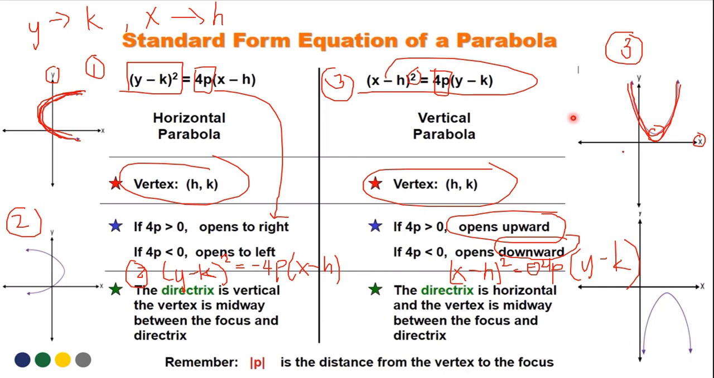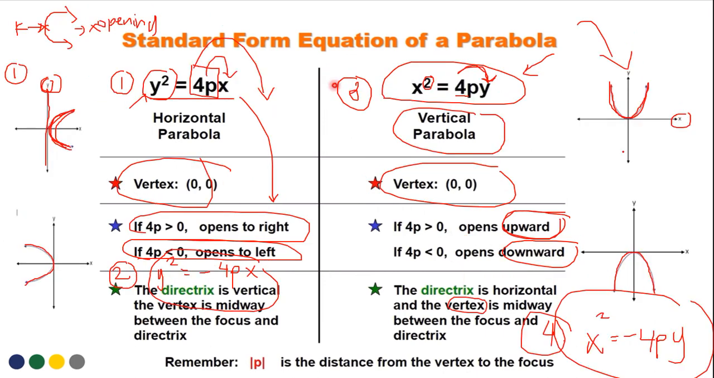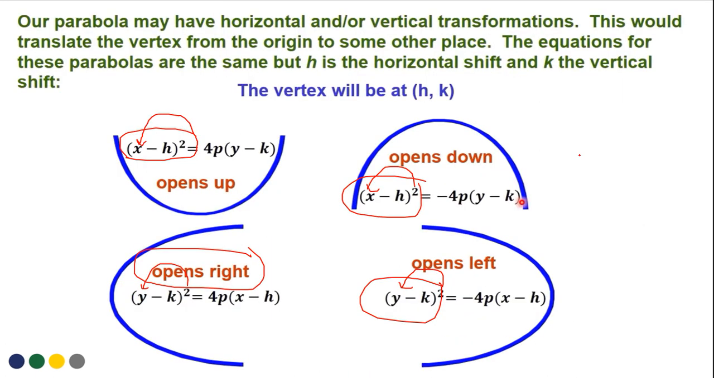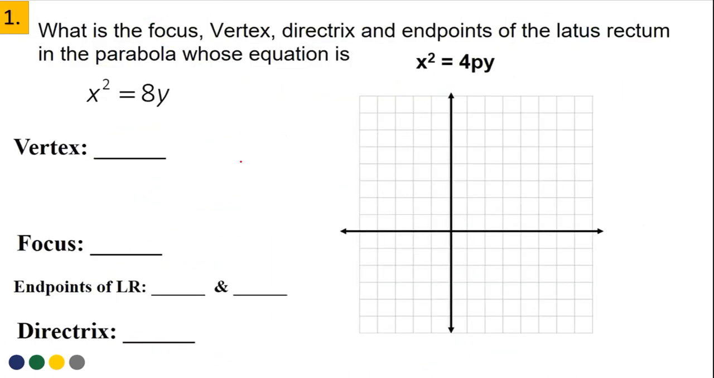Okay? So we're going to apply now the standard form equation of parabola if the vertex is at 0, 0 or the vertex is at h, k. This is the first question here. What is the focus, vertex, directrix, and endpoints of the latus rectum in the parabola whose equation is x squared is equal to 8y? So first, we're going to find the value of vertex, focus, directrix, and the latus rectum.